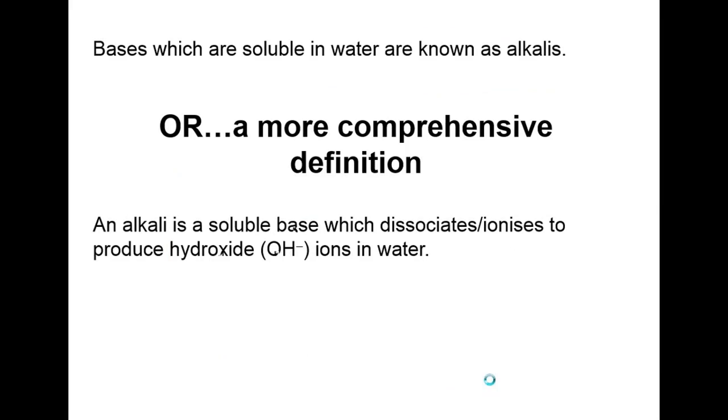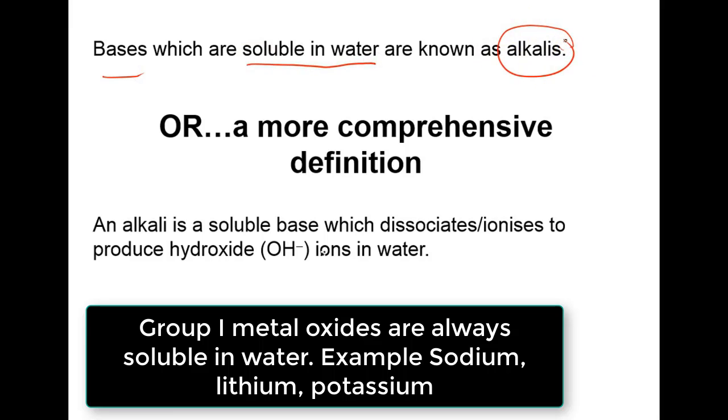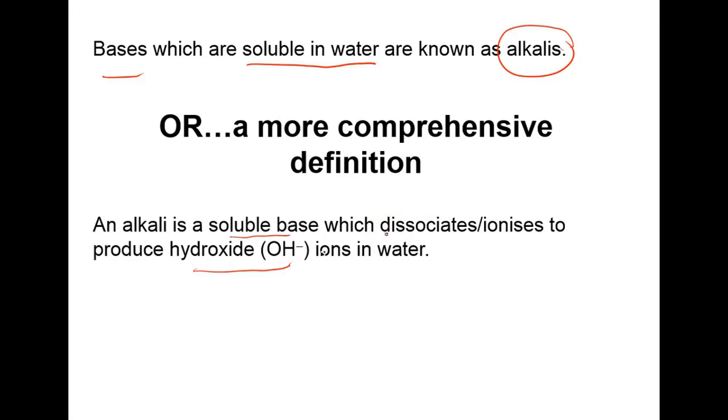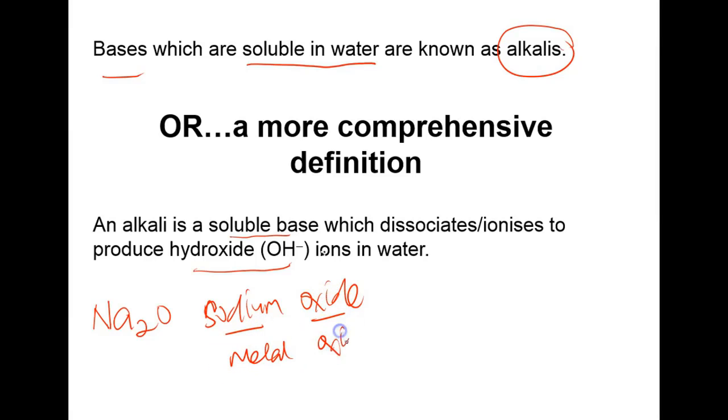And if the base is soluble in water, we call it an alkali. So it dissolves in water to give us hydroxide ions. We call it an alkali. So a very simple example would be NaOH. So Na2O, this is sodium oxide. This is a metal oxide. It means that it is a base.